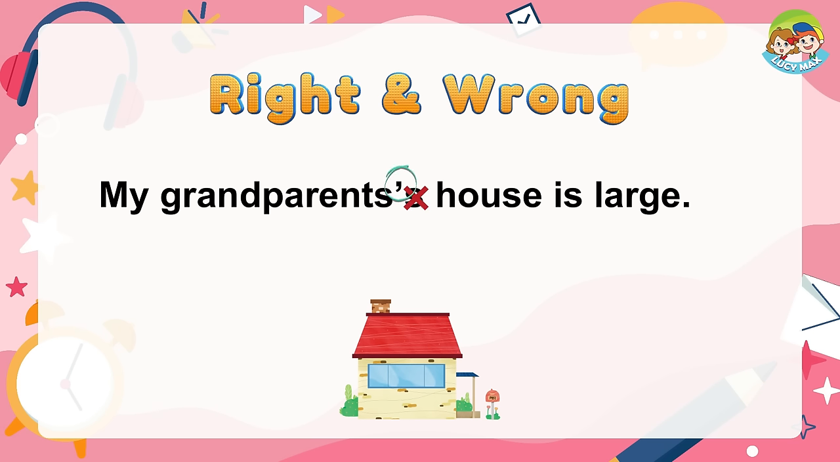Quiz. Circle the right word. I go to goes to the bank. The pronoun I goes with a verb that has no S. I go to the bank. A bird flies high. The verb flies is spelt with IES because it ends with Y. A bird flies high.